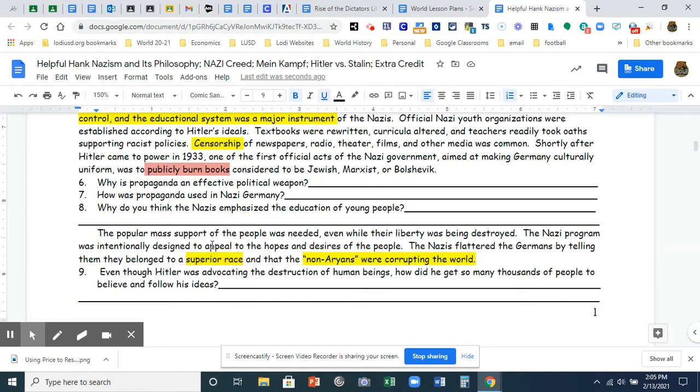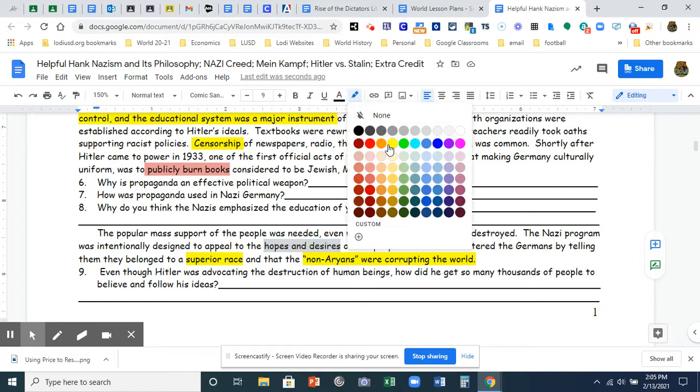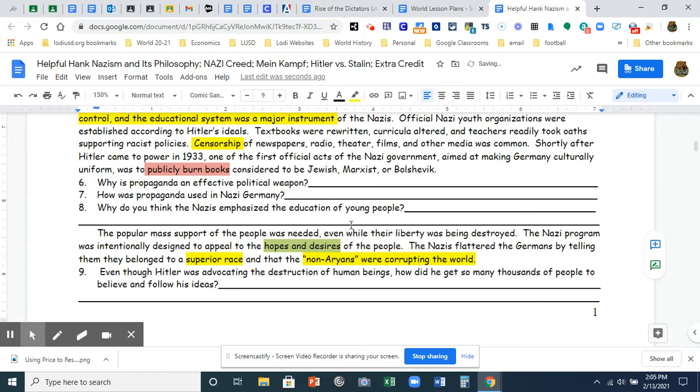One, hopes and desires. So he made the Germans really think they were better than they were. He became popular by suggesting that they were better than they actually are. So I would just write: many thousands of people believed and followed Hitler because they wanted to believe that they were superior to other races.